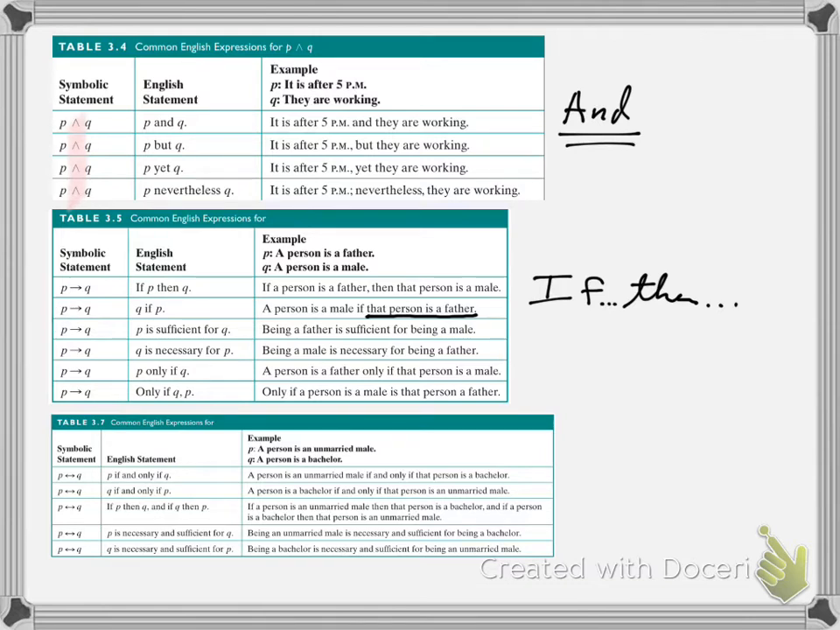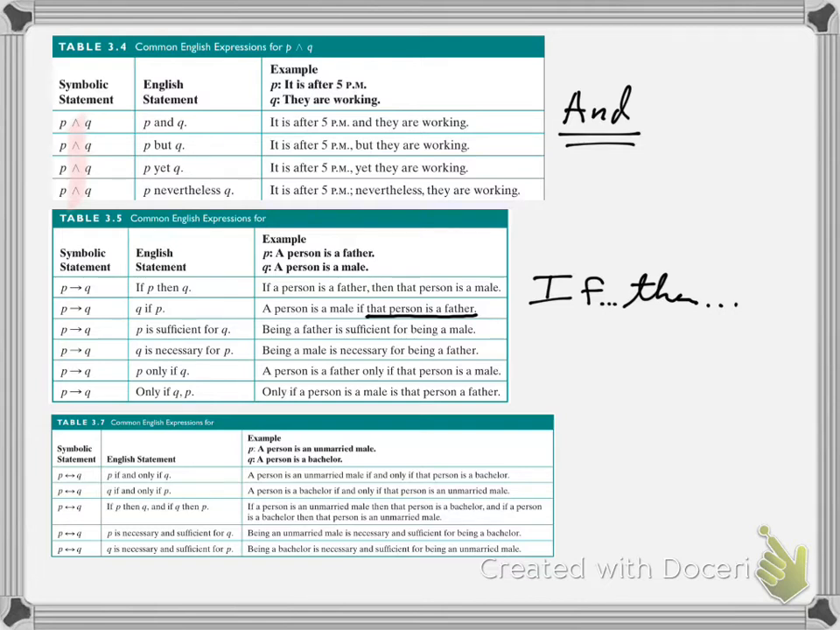These are called conditional statements. The ones that have the if-thens or the if and only ifs are conditional. P is sufficient for Q. Being a father is sufficient for being a male, is another way of saying if you're a father, then you're a male. Q is necessary for P. That goes backwards. That's kind of a hard one. P only if Q is another way to say if P, then Q. Only if Q, P, only if a person is male is that person a father.